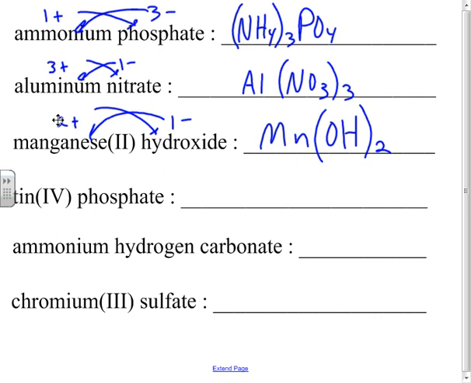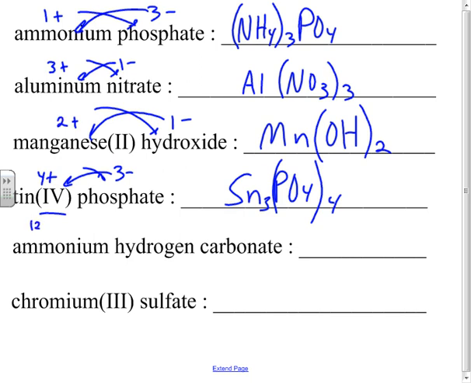Tin 4 phosphate, symbol for tin is Sn, phosphate is PO4. Tin 4 has a 4+ charge. Phosphate has a 3-. Switch. I need 3 tin 4 ions and 4 phosphates. 3 tin 4s will give me 12 positives. 4 phosphates will give me 12 negatives, so I have the same number of electrons gained as lost.